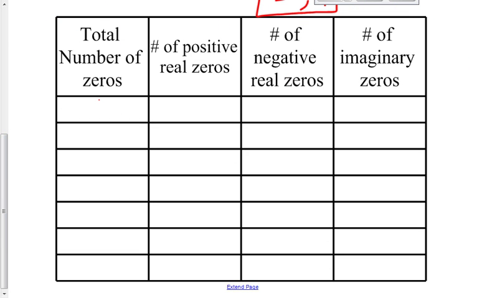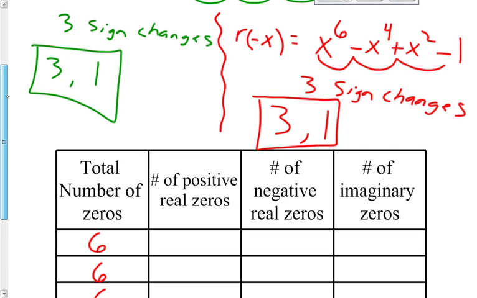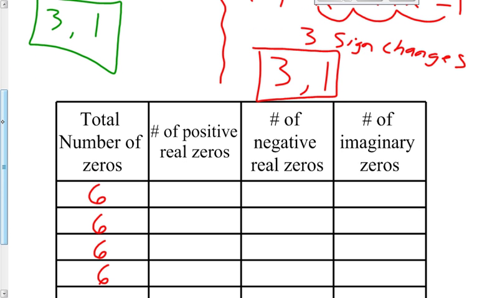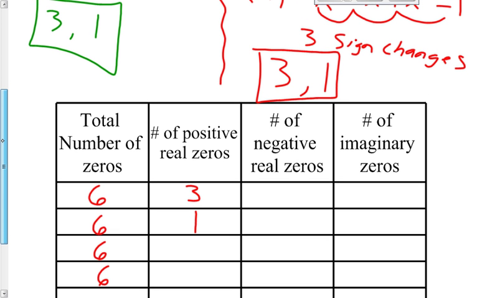We know there's going to be 6 zeros. It tells us that by our degree. So if there is 6, 3 of them could be positive, or 1 of them could be positive. Now if there are 3 positive, one combination is that there could be 3 negative. Okay? If there is 1 positive right here, a combination could be 3 negative.